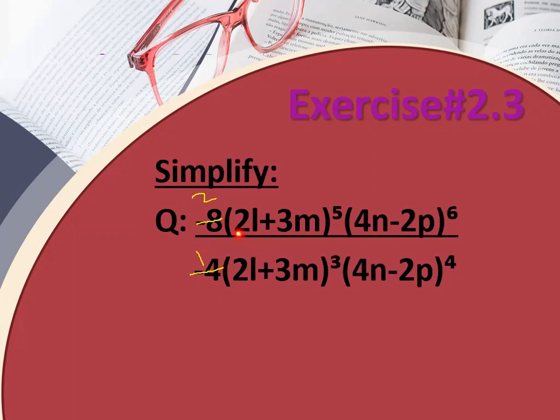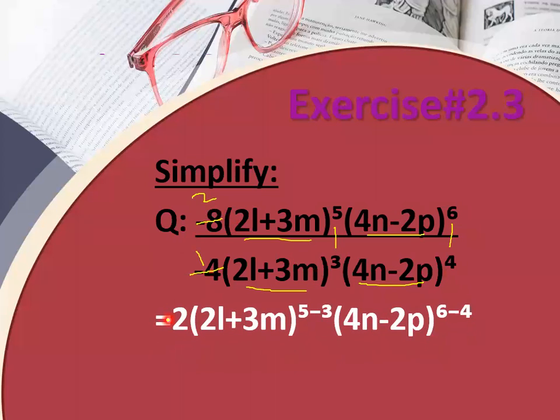But if you can see here, the bases are same: 2l + 3m, 2l + 3m. So these are same bases, so simply what you will do, you will subtract their powers. Here again, the bases are same, so you will simply subtract their powers. In the next step, you will write your remainder, that is 2, and then 2l + 3m will be the common base, and then simply subtract the exponent, that is 5 minus 3. Then you have 4n − 2p, that is your another base, and then simply subtract their powers, just like 6 minus 4. Now this will remain same.